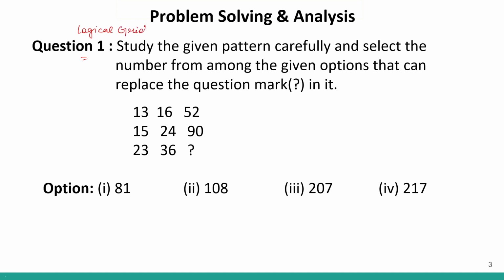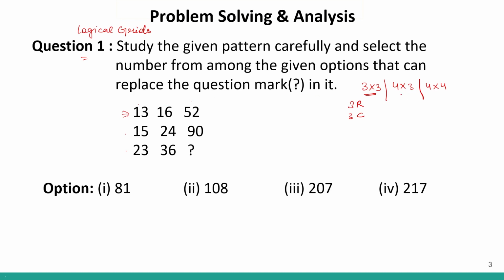So logical grids, let me give you a quick recap. Logical grids, I said you can get three types of questions. That is a 3 into 3 grid, a 4 into 3 grid, or a 4 into 4 grid. So what do you mean by that? 3 into 3 grid basically means that there will be 3 rows and 3 columns like in this one. So here we have row 1, row 2, row 3 and column 1, column 2, column 3.